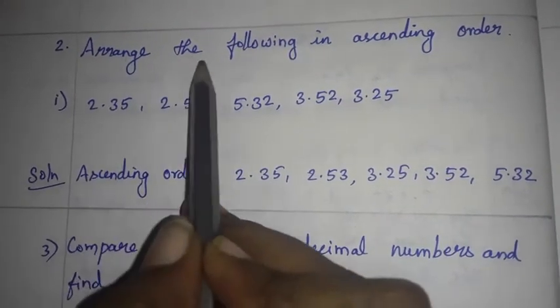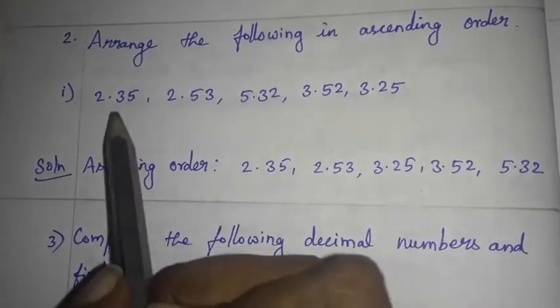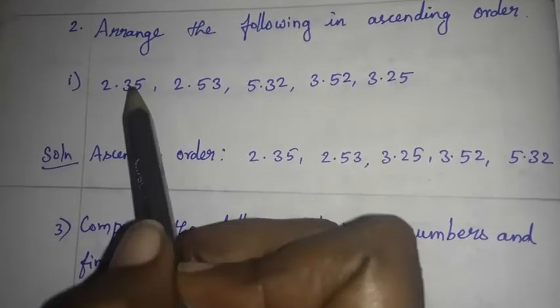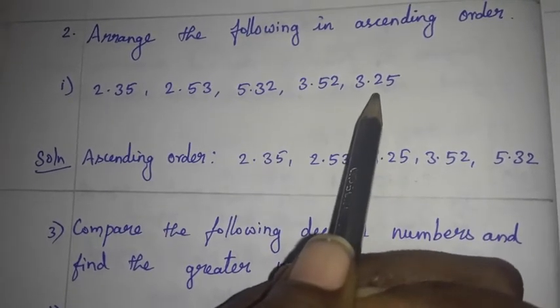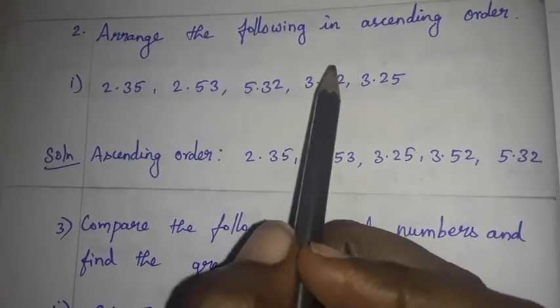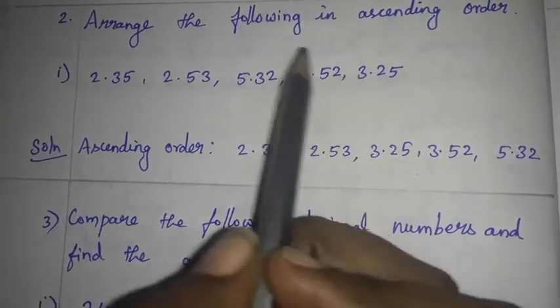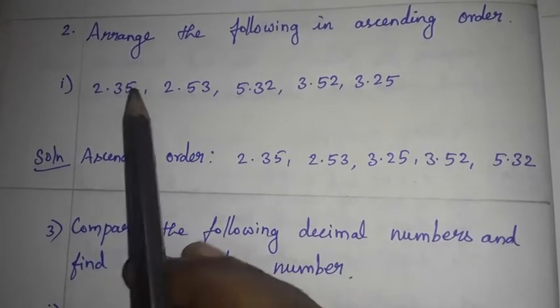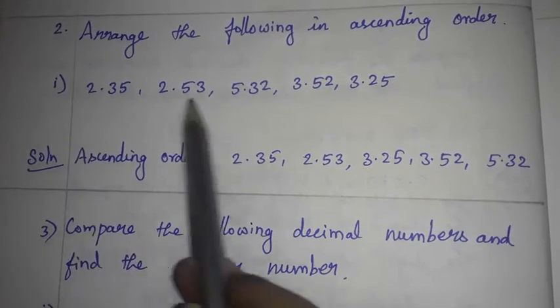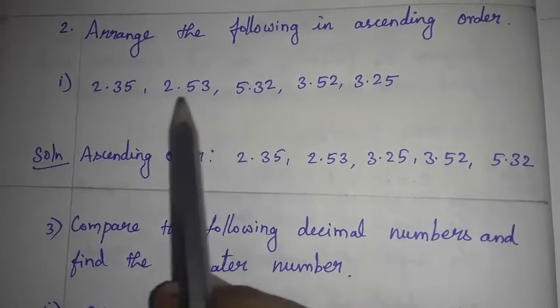Second sum, arrange the following in ascending order. Here the 5 decimal numbers are given. You have to arrange these decimal numbers in ascending order. Ascending order means you have to arrange the numbers from small to big. To find the smallest number from these numbers, first you have to compare the whole numbers.